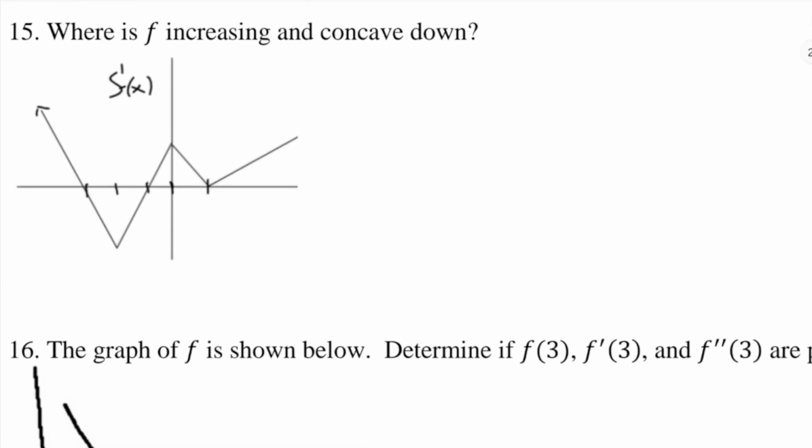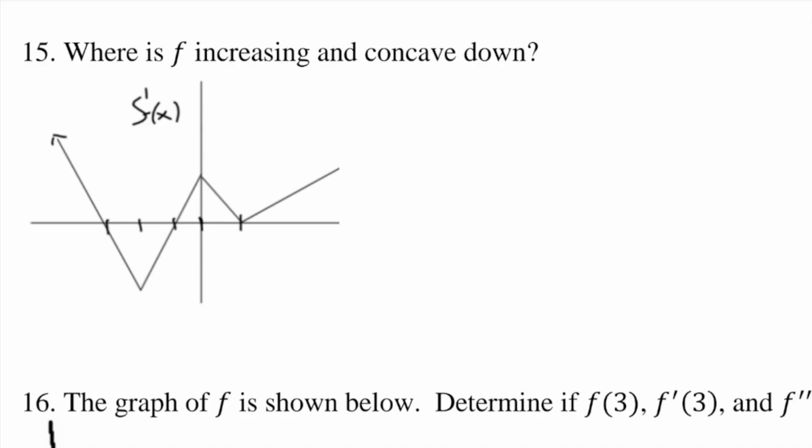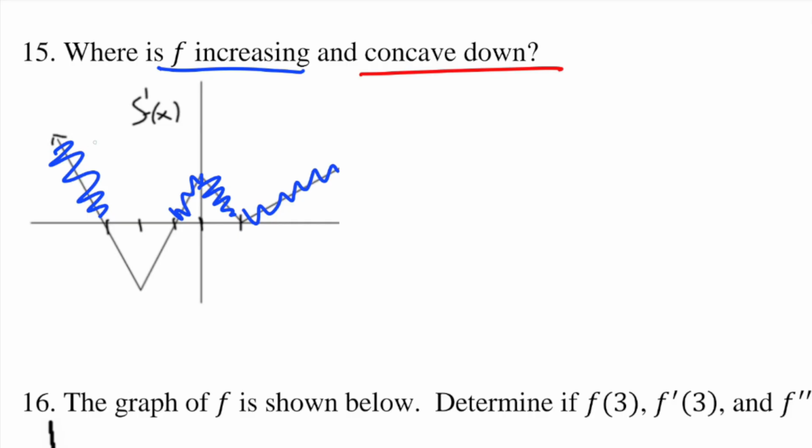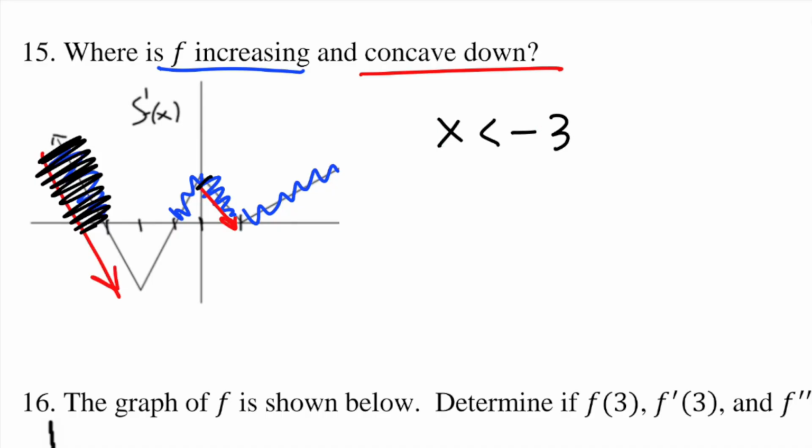Okay. Where's f increasing and concave down? Okay, well, f is going to be increasing when f prime is positive. And the graph of f is going to be concave down when f prime is decreasing. Okay, so where we've got, well, actually, I don't really like the way I drew that. I should probably say like that. Okay, and where we're having overlap of both blue and red is going to be right here where x is less than -3. Also here between x equals 0 and x equals 1.